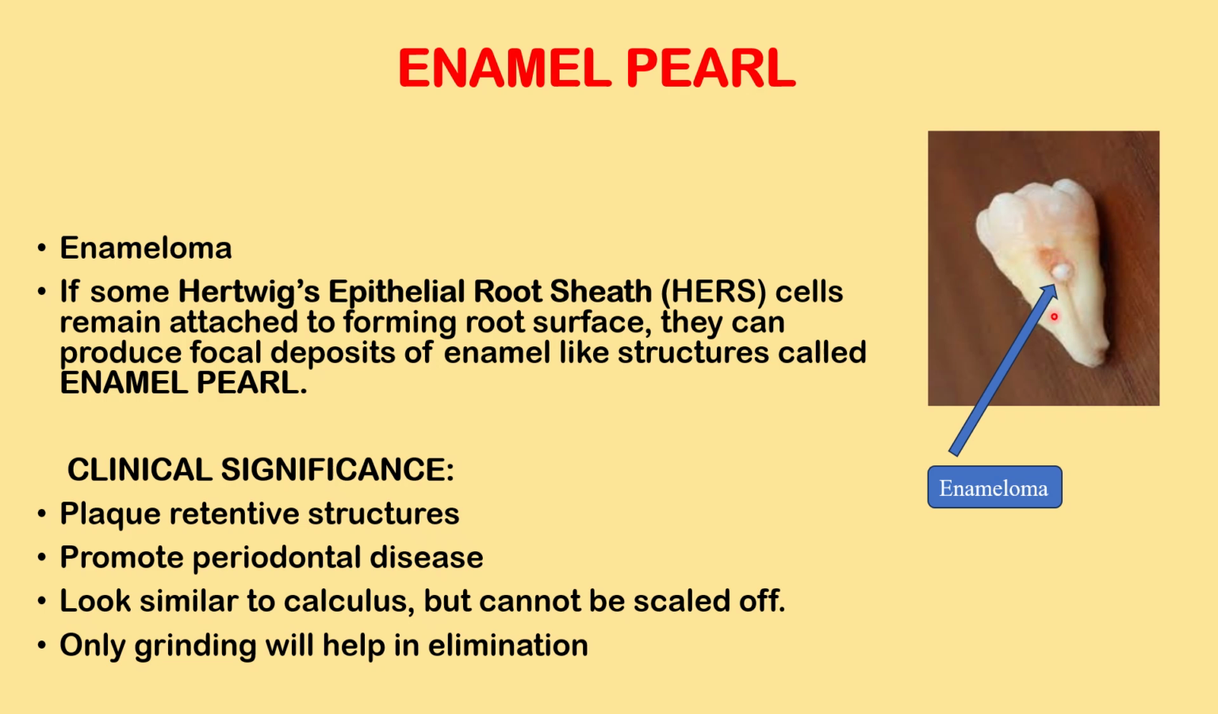Now let's look at a developmental variation known as enameloma or enamel pearl. Enamel pearl occurs when remnants of Hertwig's cells remain attached to the developing root surface and form small enamel-like deposits on the root surface, usually near the furcation area. These enamel pearls are considered to be plaque retentive structures, making them problematic in maintaining good periodontal health.